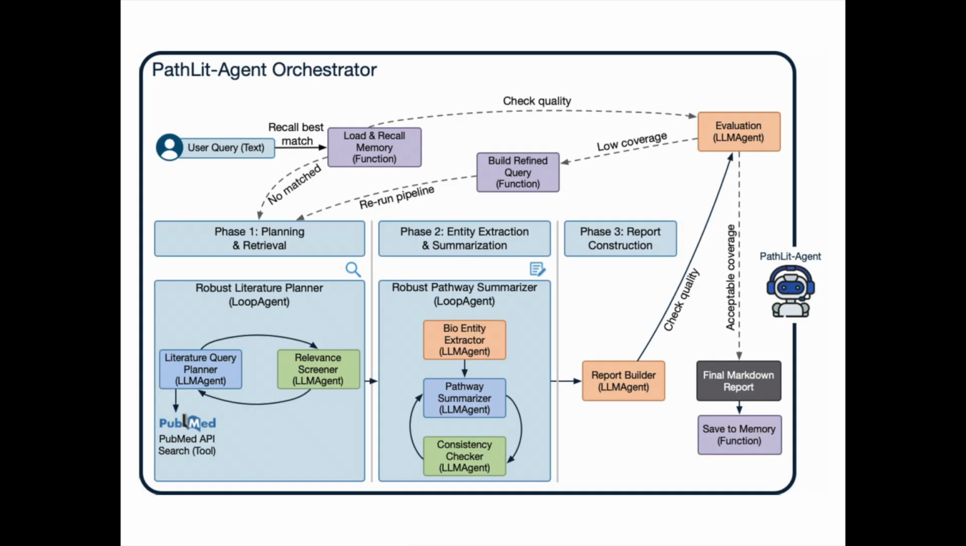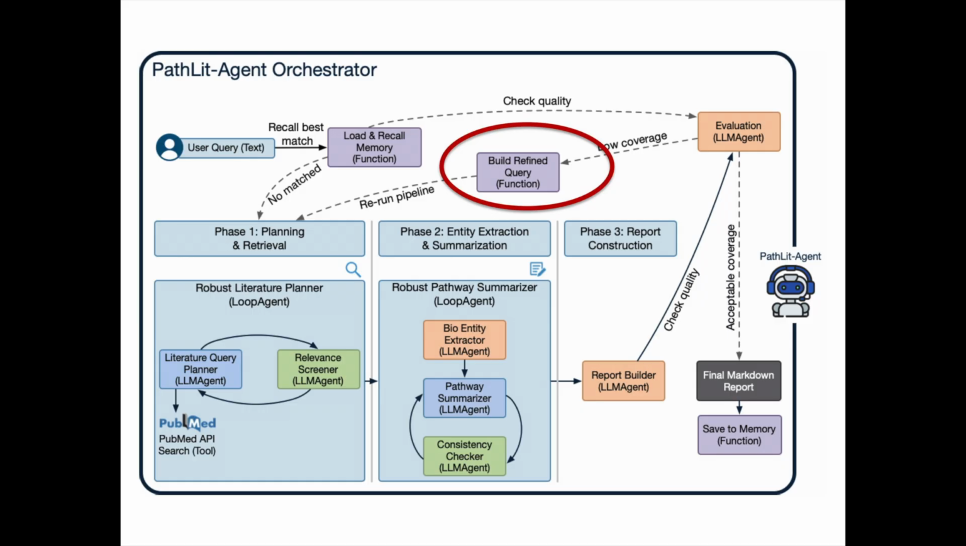This is the execution flow of PathLit-Agent. When a user submits a query, the system first checks memory to see if a similar pathway report already exists. If a high similarity match is found, the cached report is evaluated. If gene coverage is acceptable, the Markdown report is returned immediately. If not, the system refines the query and reruns the pipeline to improve coverage.